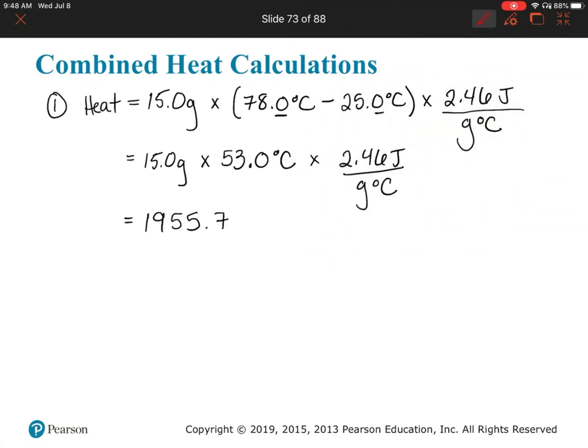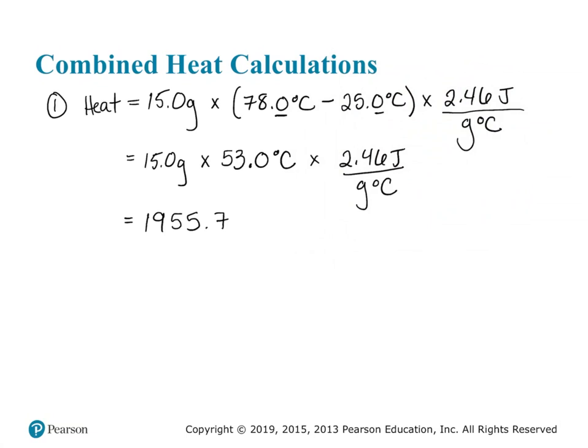So how many sig figs does 15.0 have? 3. So remember that last zero there is significant. It's after a non-zero digit and a decimal. What about 53.0? How many sig figs does that have? 3. And what about 2.46? 3. Okay, so that makes it easy. We just need 3 sig figs in our final answer. So I'll underline those first 3 digits.